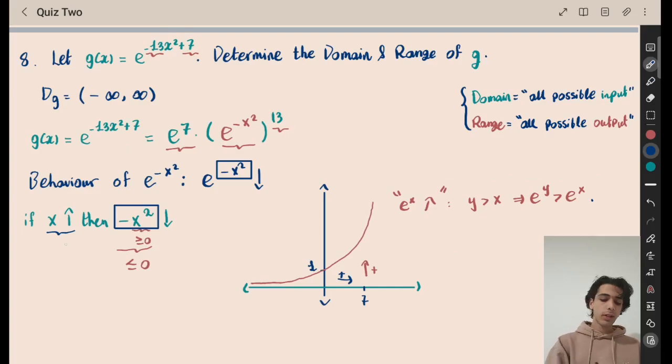Since for any increase in x we get a loss like this, we would like to minimize the loss. So we would like to find the maximum. And my question now is, which x gives a maximum for e to the minus x squared?